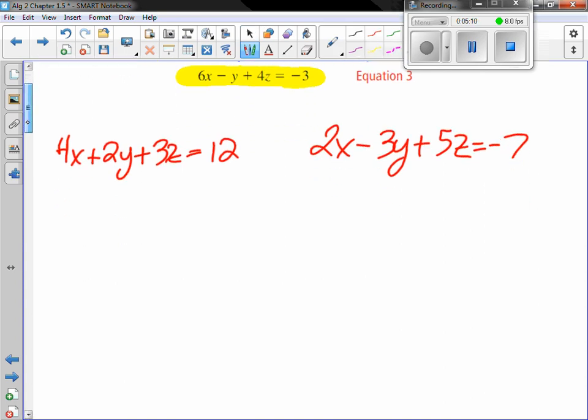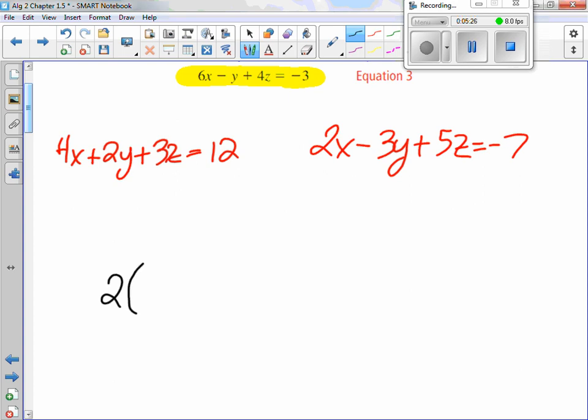So looking at this here, what do I need to multiply this entire equation by so that these y's are the same? I need to multiply by what? Just 2. So what I'm going to do is write this down here. I wouldn't write this down below it because I'm going to erase it. I would write it off to the side. Does that make sense? Because I'm going to fill stuff in here. So we're going to multiply 2 by 6x minus y plus 4z.